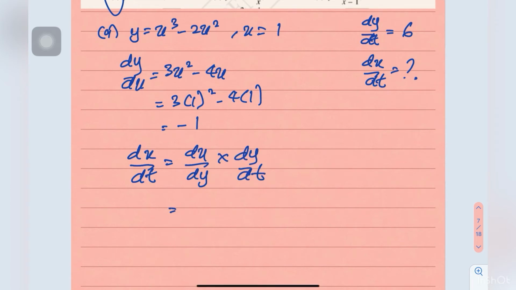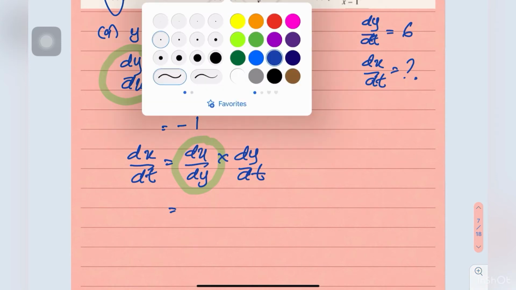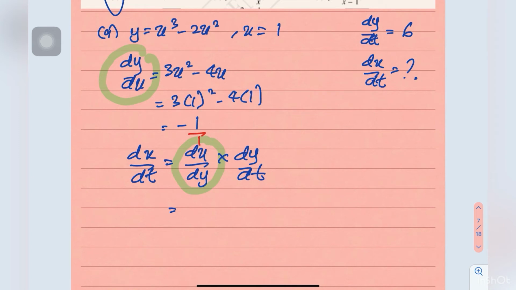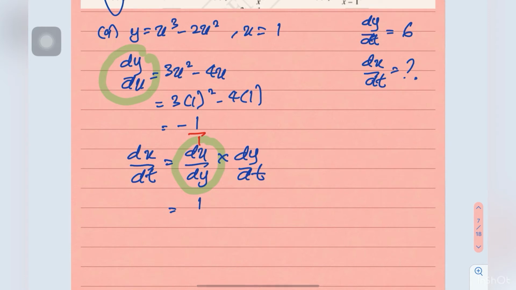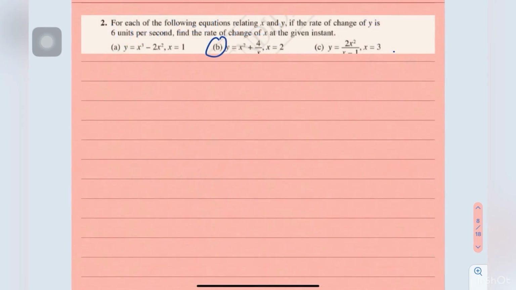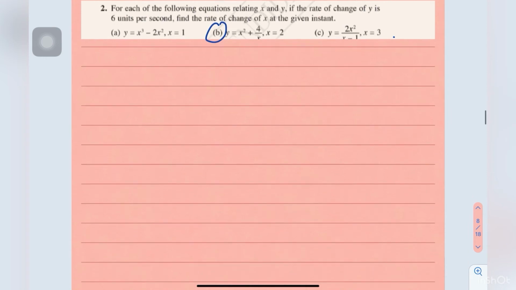Look at here, dy/dx is negative 1 over 1. Then dx/dy is 1 over negative 1, times dy/dt, which is 6. So the answer is negative 6. Next, given dy/dt is 6, find dx/dt.